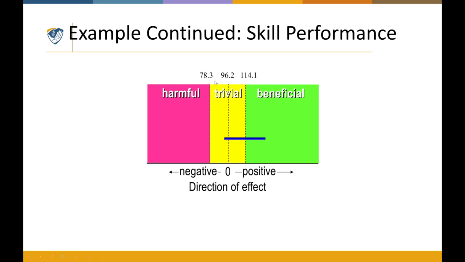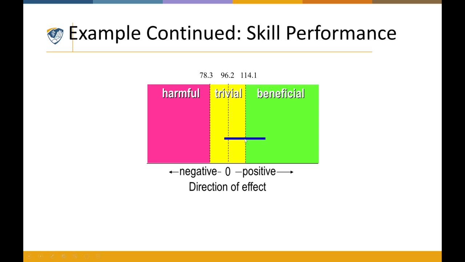So now let's look at the skill performance. Here's the mean of the control group for the skill performance, the lower and upper boundary of their confidence interval. And then the blue line again represents the middle of the treatment group and its boundaries as well. As you can see here, the confidence interval lower boundary for the treatment group crosses the null hypothesis, but there's also a large proportion of it in the beneficial area.